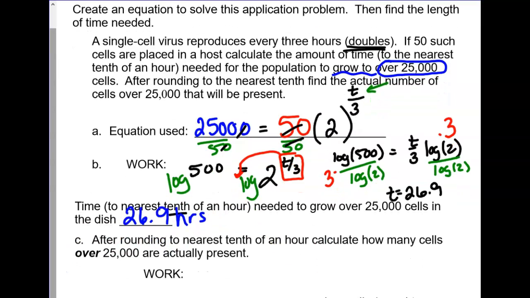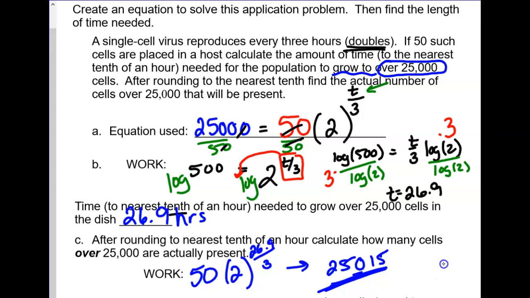So now the question continues on, and it says, after rounding to the nearest tenth, calculate how many cells over 25,000 you really are. So Adam did that for us. He took the 26.9 and plugged it into this formula. And you got, round to the nearest whole cell here. What do you get? 25,015.29. Okay. So round to the nearest cell is right there. So don't write down 25,015. It's 15, because they just want to know how many cells over you are. Okay? 15.